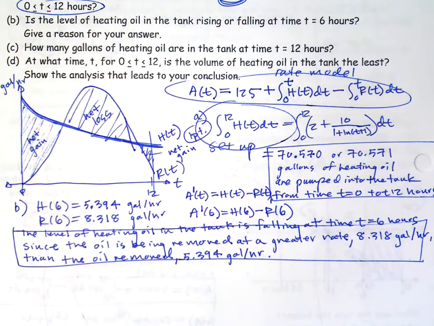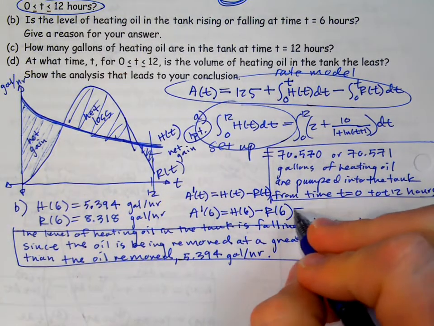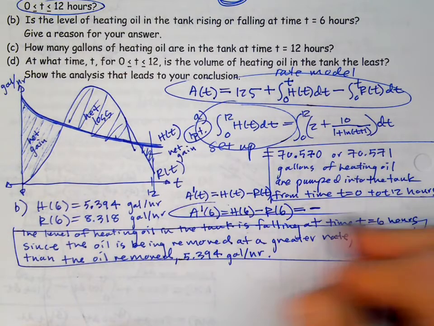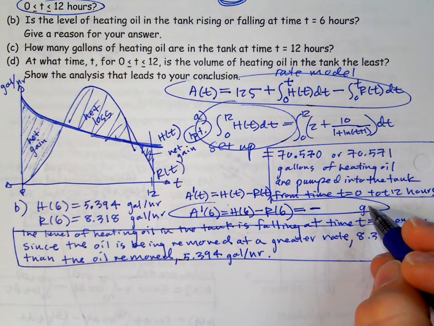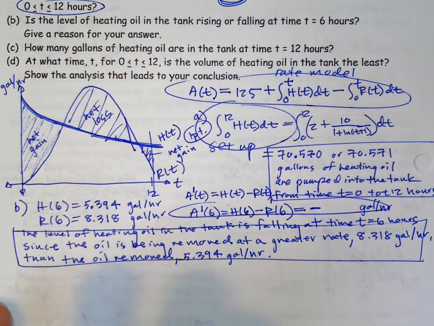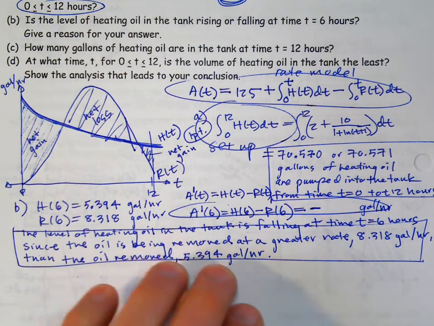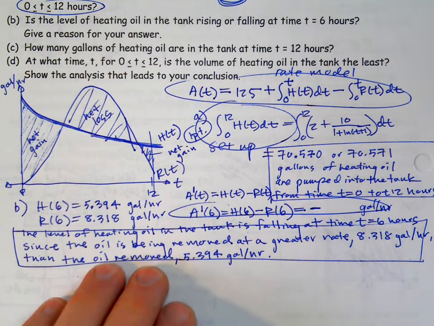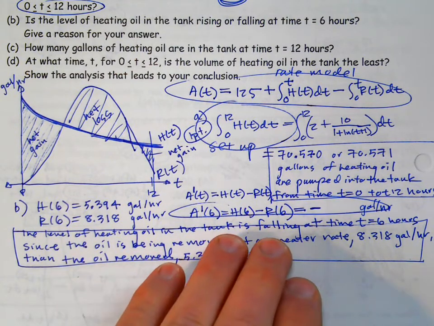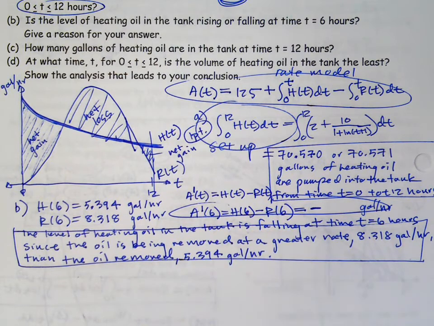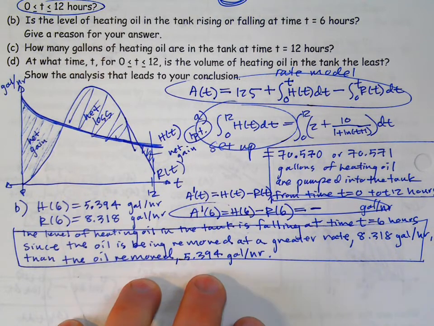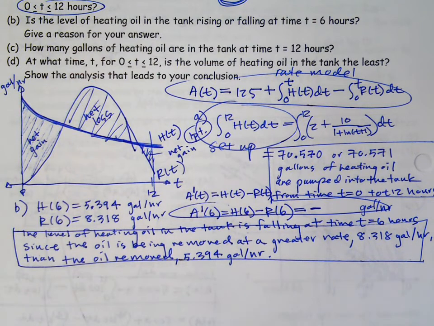So that value would come out to a negative gallons per hour, and that would be the overall rate of change of the oil in the tank. And so you could say, oh, it's falling because the amount of oil is decreasing since the overall rate is negative. You would say that because it's negative, it's decreasing. So, okay. That's kind of a typical question. A lot of times on rate models is they ask you about the overall rate or something.